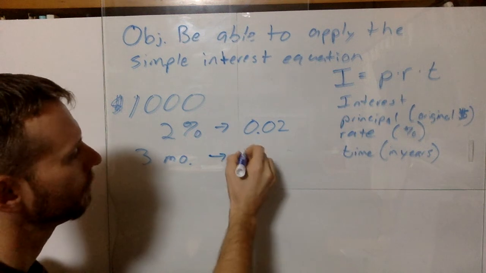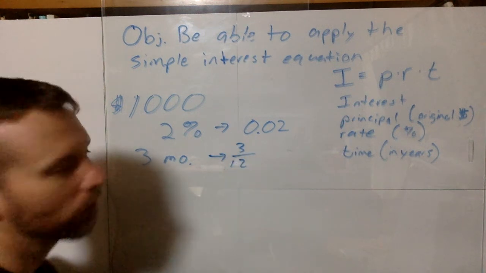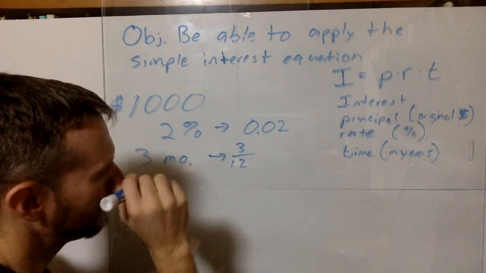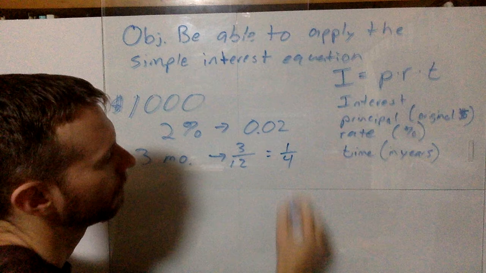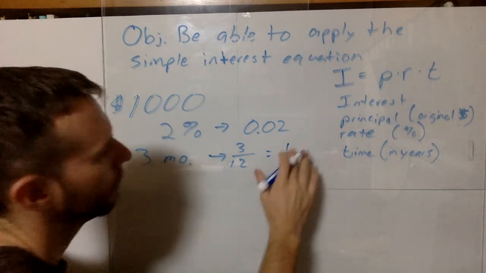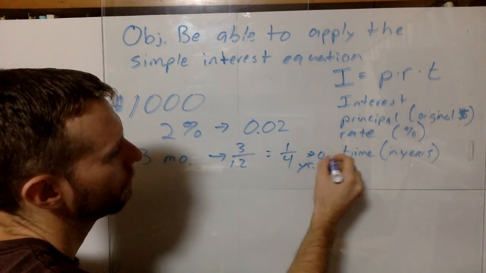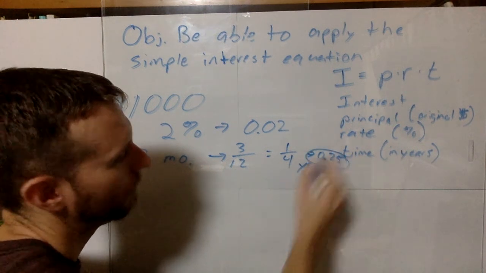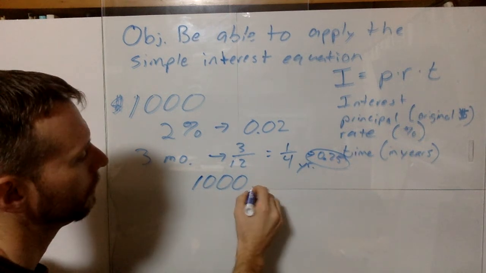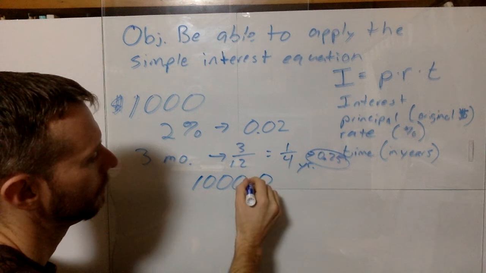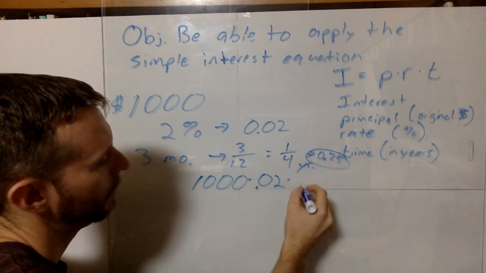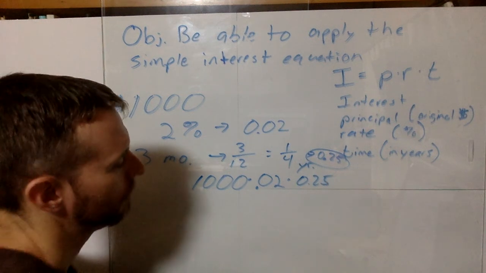3 months, well, let's see. 3 months out of 12 months is a whole year. So 3 months out of 12 months, if we were to put that in years, that equals 1/4 of a year. Or if we want to put that in a decimal, 0.25 of a year. So now we have 1,000 times 0.02 times 0.25.